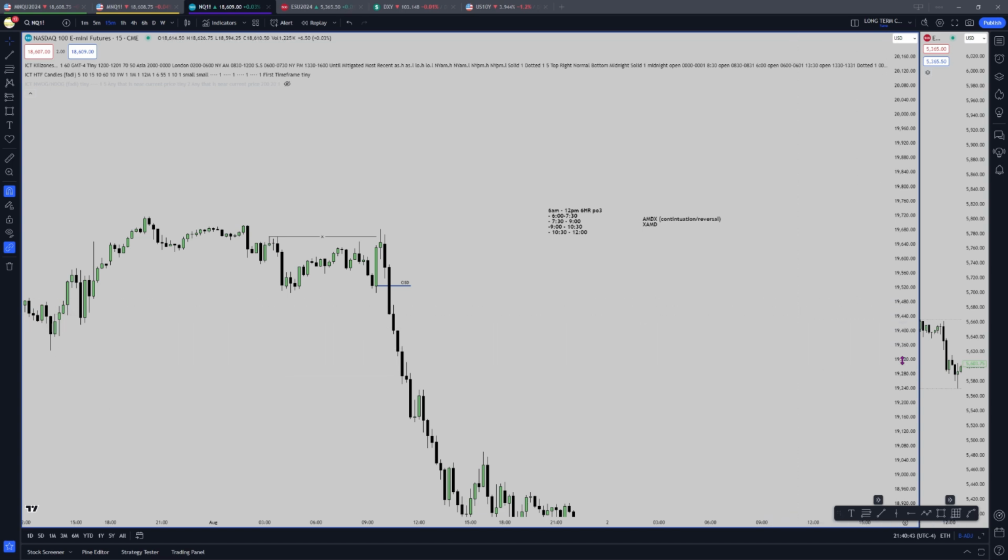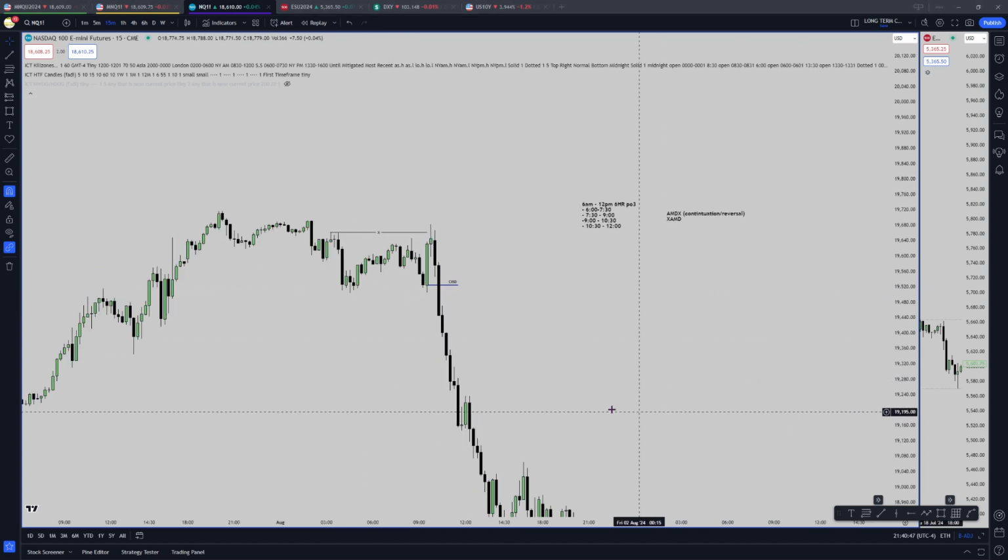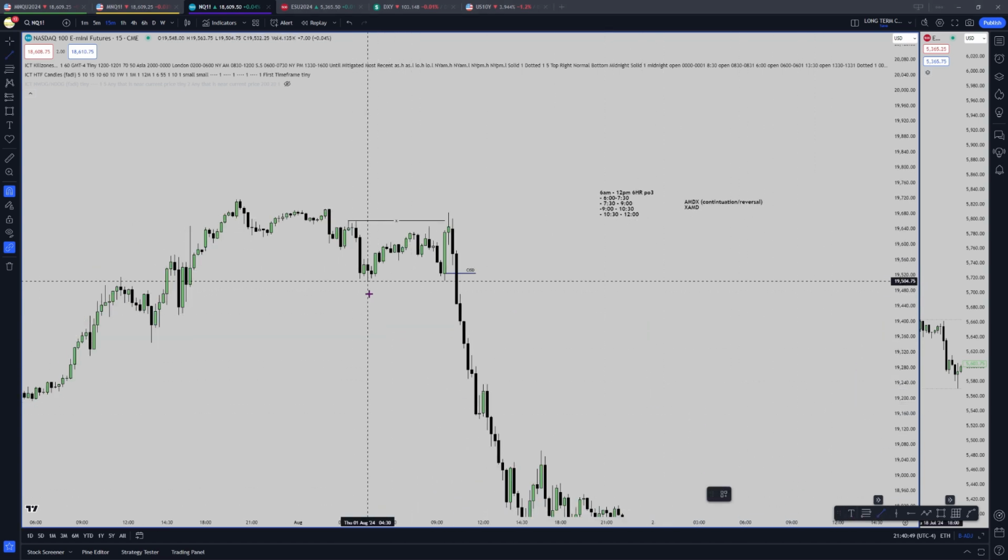I used to use market structure shifts, but a change in the state of delivery is just way better, because your market structure shift would be all the way down here. But I guess since it's pretty close, you can get a good idea. But the change in the state of delivery will always come before the market structure shift.